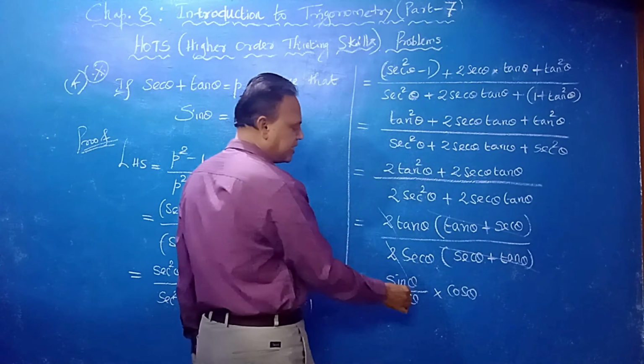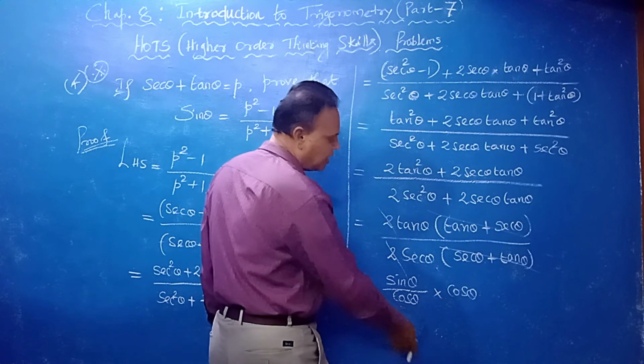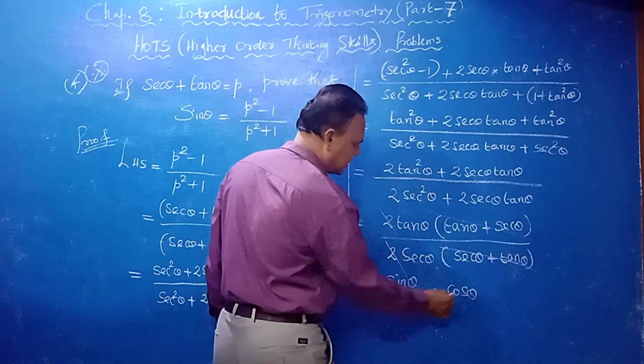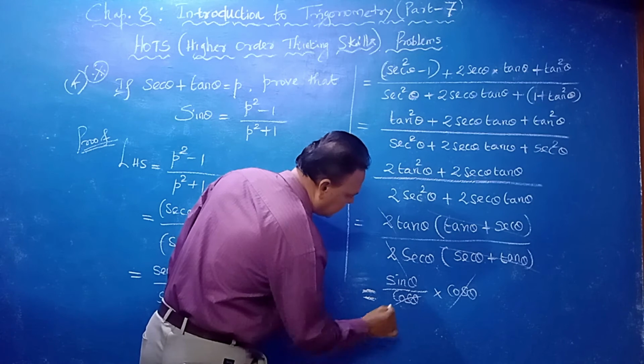1 by secant theta. In the denominator you write 1 by cos theta, then into it, cos theta will come. Always remember, 1 by secant theta means cos theta, so that simplification part will be easy. So that is sin theta.